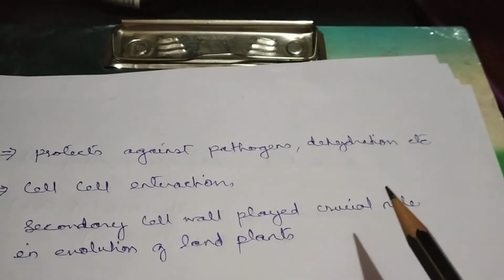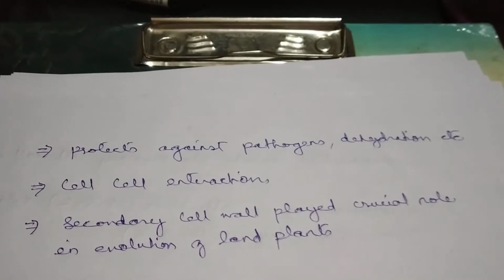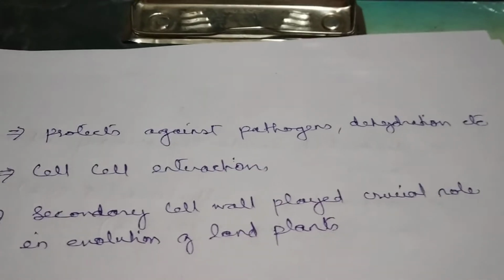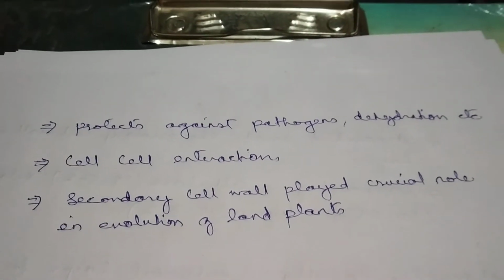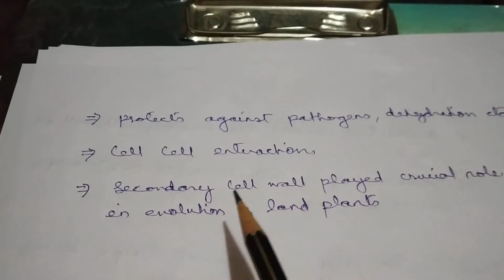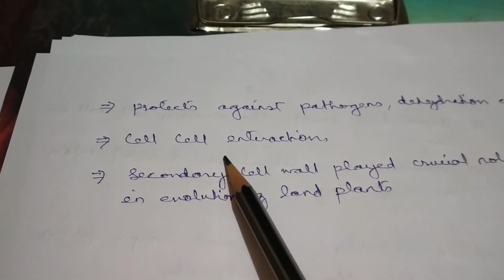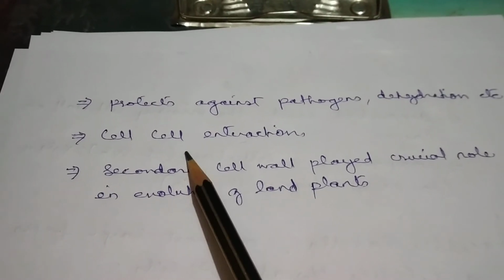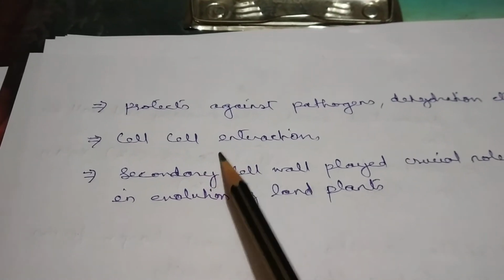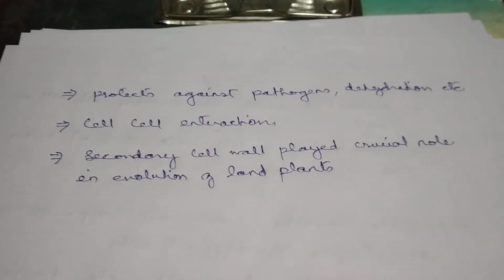Dehydration. Sometimes when there's too much heat, water is being lost, then the cell wall helps the water not to get released from the cell, and they help against dehydration. Cell-to-cell interaction, yes, plasmodesmata is one of the structures. They also contain some receptors which help in cell-to-cell interactions to maintain the coordination between the cells.